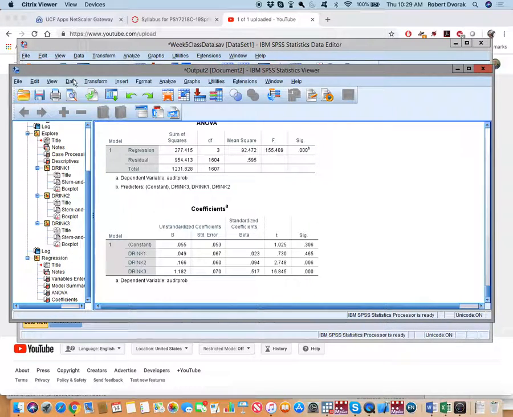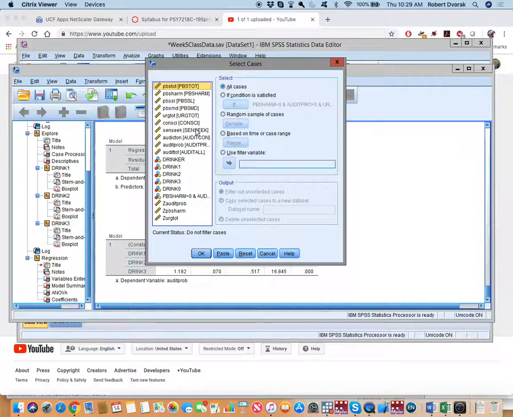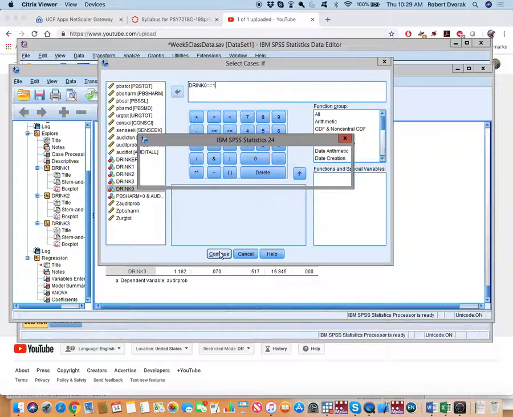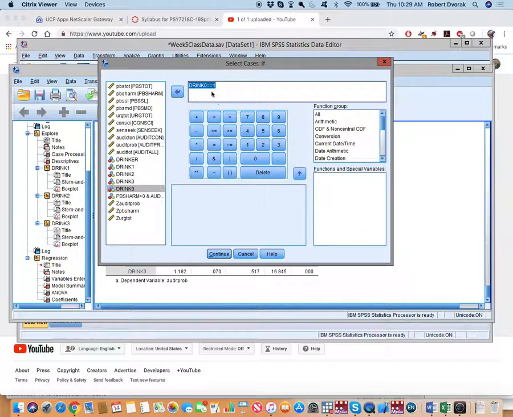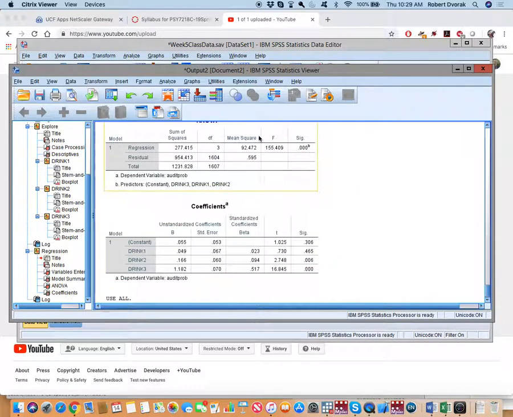Let's do something quick. Let's go data, select cases. Select cases if drink 0 equals 1. Do I have to put equals in here? Is it just equals? It's just equals. Stata makes you go equals. Okay, we're going to select those cases.